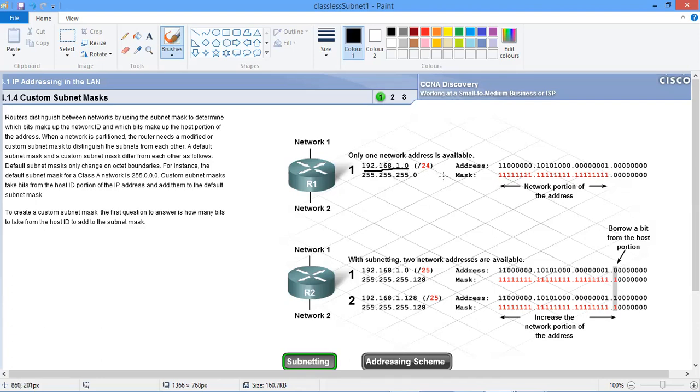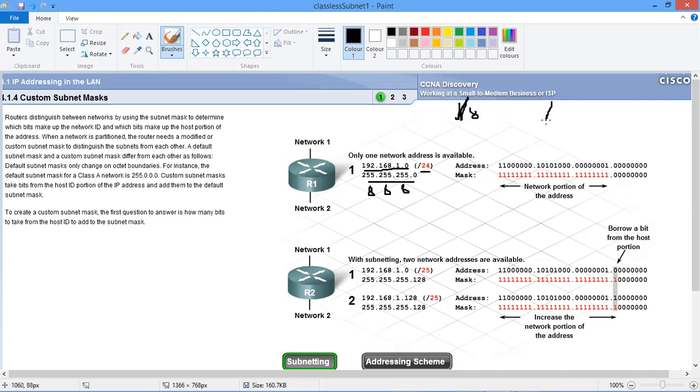Class C, and the default is /24. 24 means that it is 255.255.255, which is 8 plus 8 plus 8, that is 24. That is why you can say /24. This is a prefix length. If someone says /24, they will know that it's this. If it's class A, it is /8, which is 255.0.0.0.